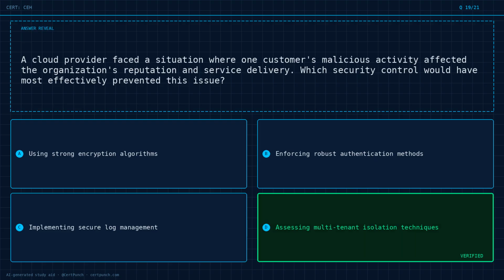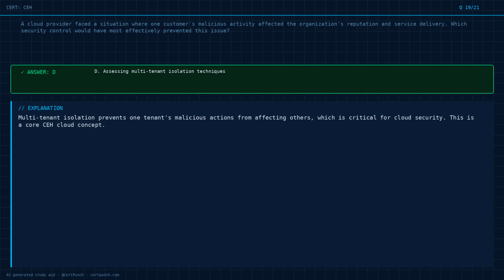The answer is option D. Exam logic. Multi-tenant isolation prevents one tenant's malicious actions from affecting others, which is critical for cloud security. This is a core CEH cloud concept.